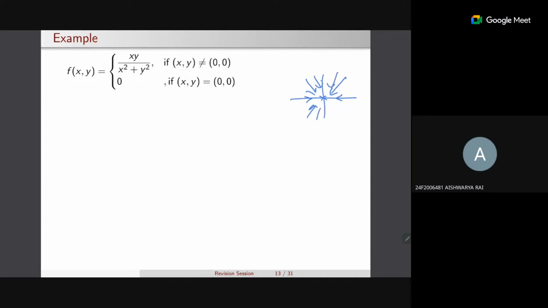So what I have to see is the function behavior with respect to anything that converges to the point. More precisely, if I have a sequence xn, yn of points which converges to 0, 0, then f of xn, yn is what I'm worried about. I have to analyze the behavior of f of xn, yn.